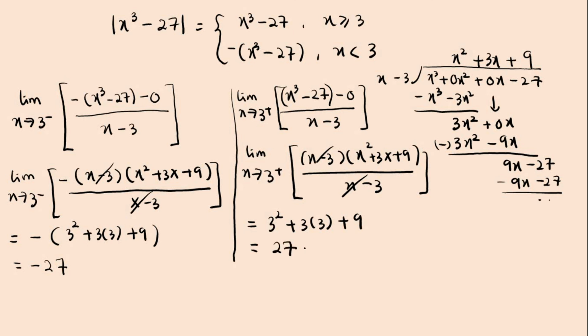So obviously now we can see that we get a different answer for both one-sided limits. The limit as x approaches 3 from the left, you get negative 27, while for the limit as x approaches 3 from the right, you get 27. So our final conclusion here is f(x) is not differentiable at x equal to 3.